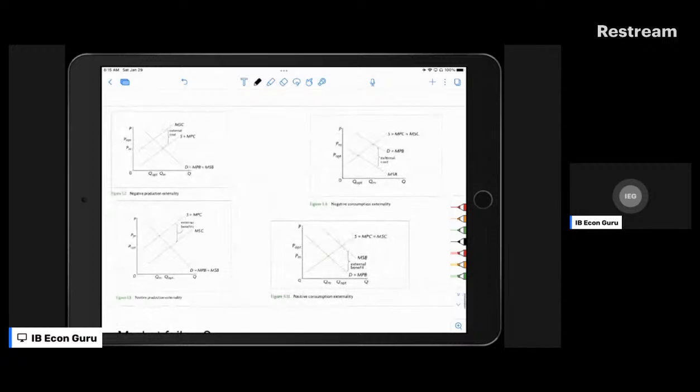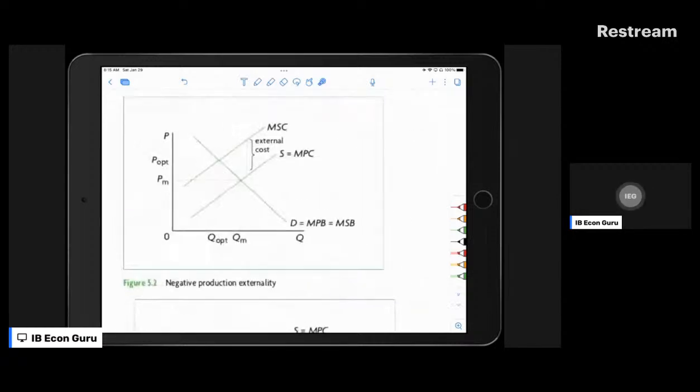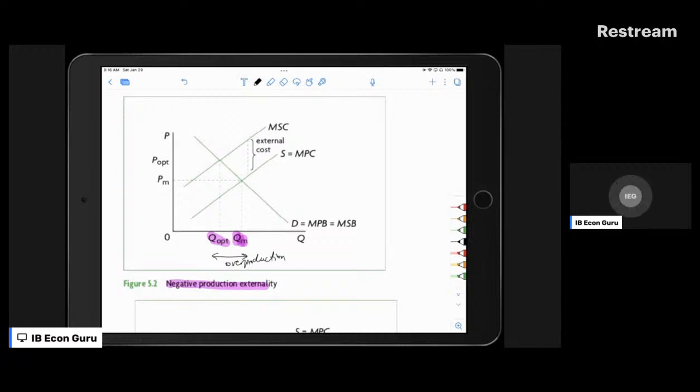So here are the 4 diagrams, okay? You've got here a negative production externality, and what that leads to is that the quantity provided by the market, QM, is greater than QOpt. There's a problem of overproduction. Now, where is the welfare loss? The welfare loss must always point to the allocatively efficient market outcome. So here is the welfare loss. It's this triangle. It's not this triangle at the bottom. It has to point towards QOpt.